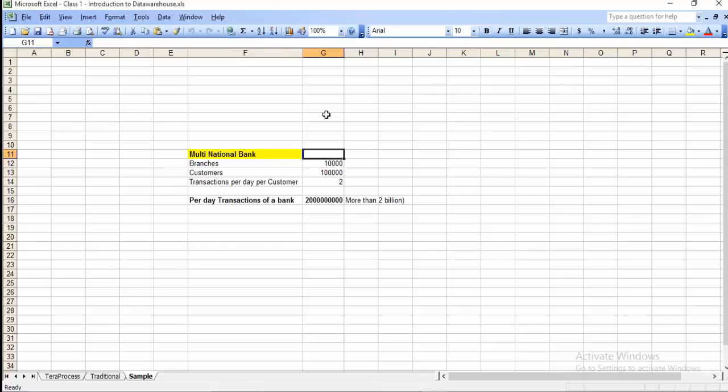See, let's assume one multinational bank, like Chase Bank. Let's assume the number of branches for this multinational bank is 10,000 throughout the world, and each branch has, let's say, 1 lakh customers. Each customer does 2 transactions per day. This is an example I'm giving.